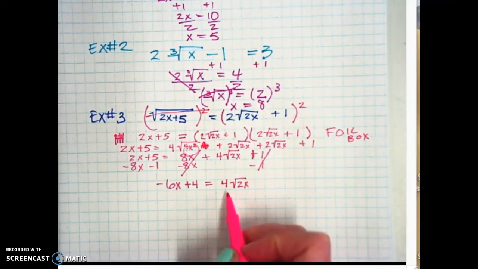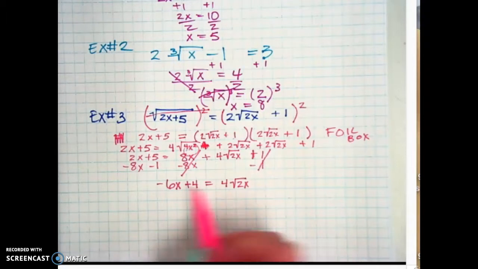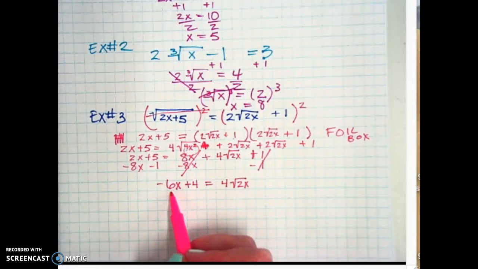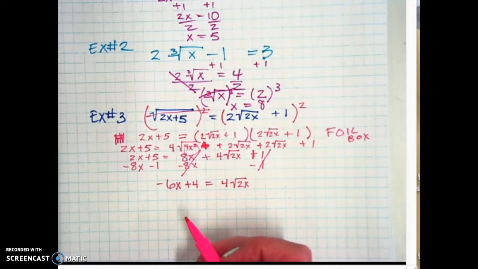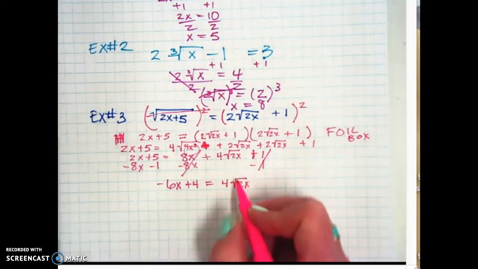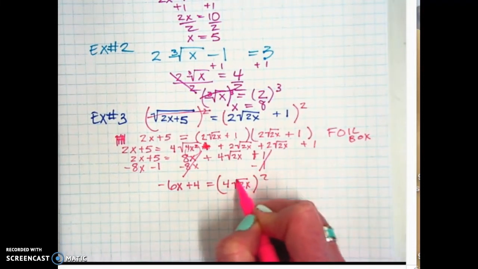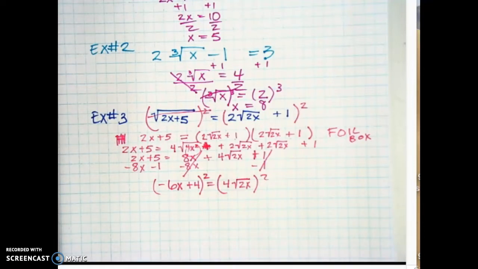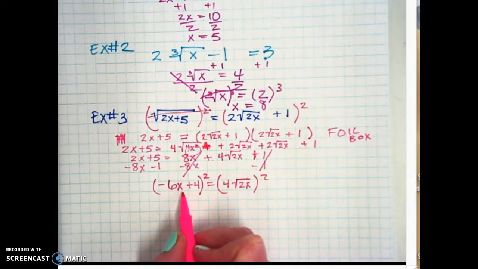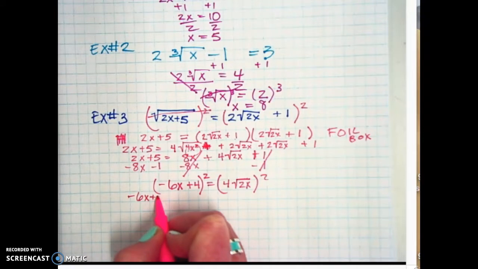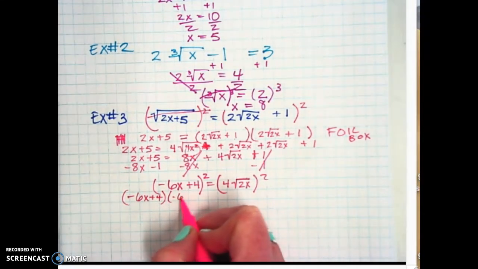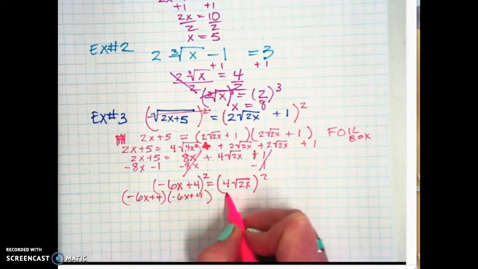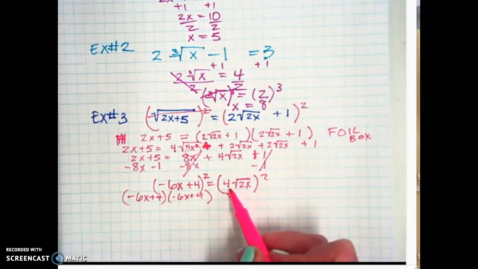All right. At this point, we could divide by 4, but 4 doesn't go evenly into here, right? So that wouldn't help us as much. It would help us a little, but not really. So instead, I'm going to square at this point to get rid of that radical. Which means I also need to square this side. Okay, so on the left, I'm going to FOIL here. I'm going to have negative 6x plus 4 times negative 6x plus 4. And then on the right side of the equal sign, I've got 4 rad 2x times 4 rad 2x.